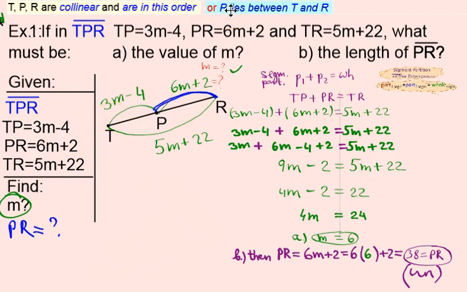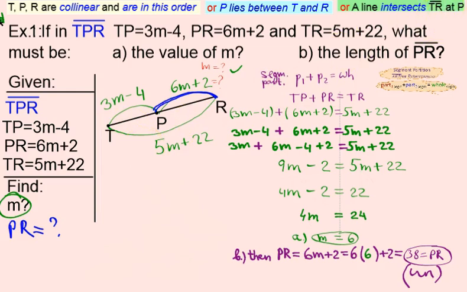It also could be stated if P lies between T and R with the given lengths, then what would be the value of m? In this case, the diagram is only appropriate in this form. Another situation that would describe exactly the same diagram is a line intersects segment TR.